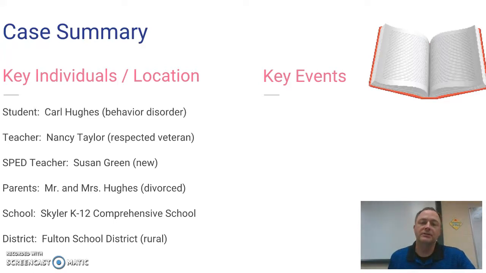There's also a SPED teacher in the story named Susan Green. Susan Green is new to teaching. In fact, she's right out of college, and she's replacing a veteran teacher that's retired. So she has some big shoes to fill. We also have Mr. and Mrs. Hughes, that's Carl's parents in this, who are currently divorced, and they are having some issues with that process.